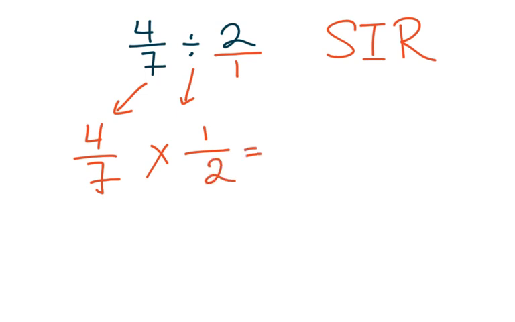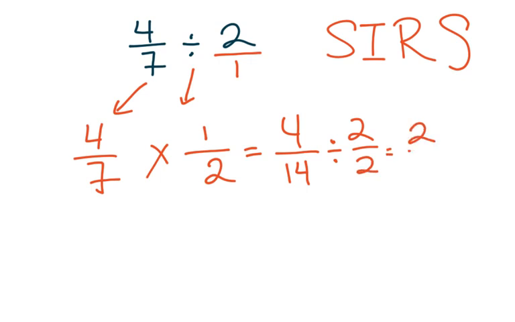Multiply, 4 times 1 is 4. 7 times 2 is 14. And the last S stands for simplify. 4 and 14 have a greatest common factor of 2. My final simplified answer is 2/7.